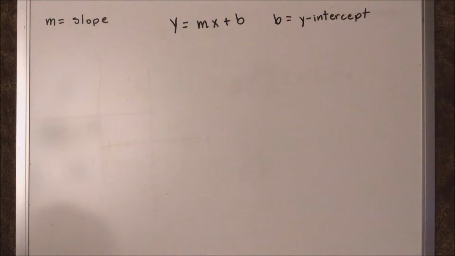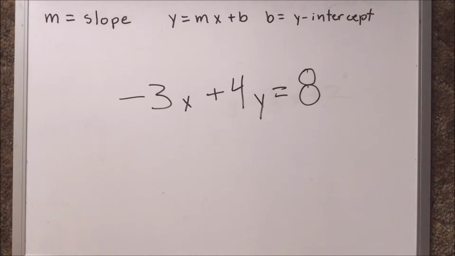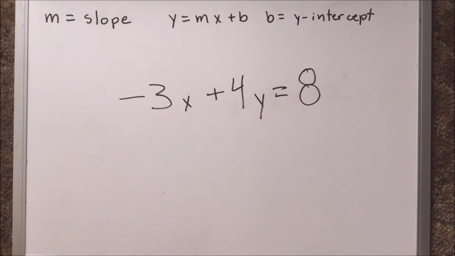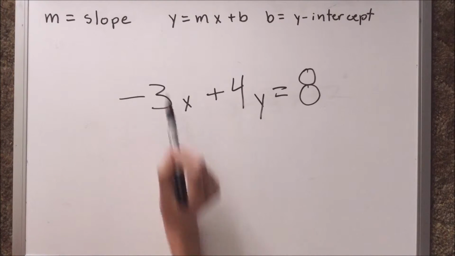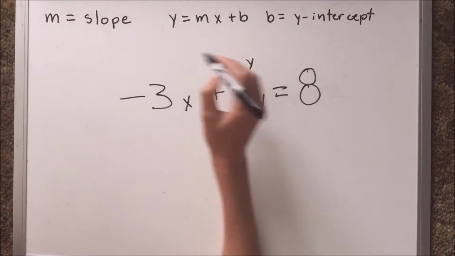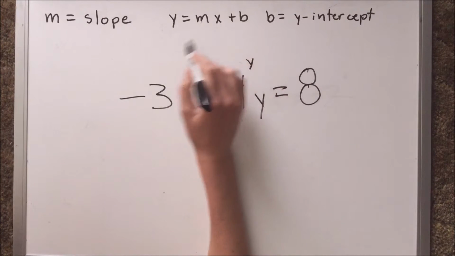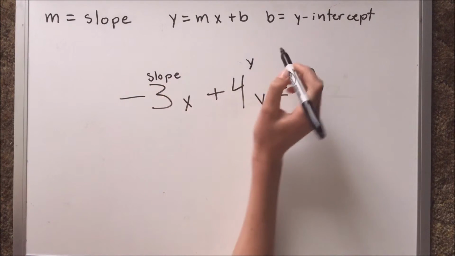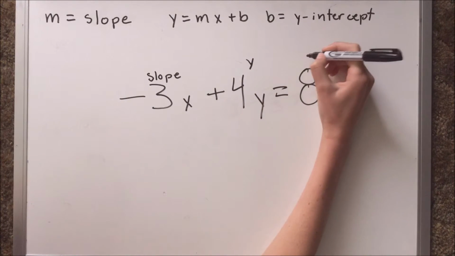Okay, the next way that I'm going to show you how to find the slope is from an equation. Right now, this equation is in standard form. We want to get it into slope-intercept form right here. To do that, first we want to identify the points. So our y is right here, so this is our y part of the equation that will be right here. This is our slope, and this is our y-intercept.